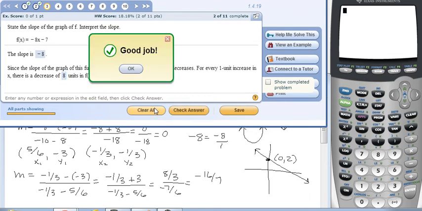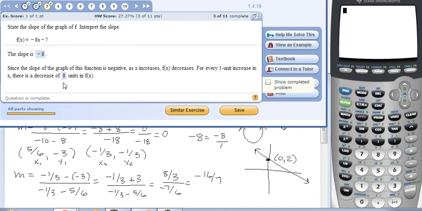And I don't think it wants the negative in there, okay, because it already said it decreases 8 units. All right, so for every 1 unit that we go to the right on the x, we go down 8. That's what this tells us. Down 8 over 1, down 8 over 1, from here, down 8 over 1. It's like a stair step, okay?